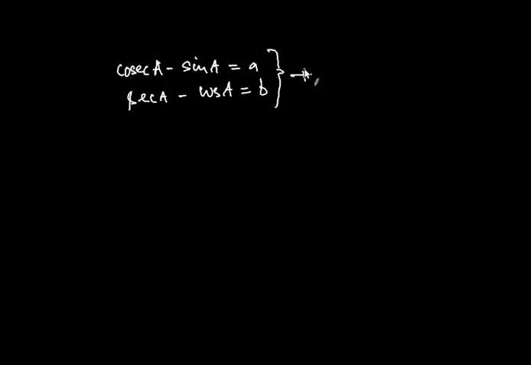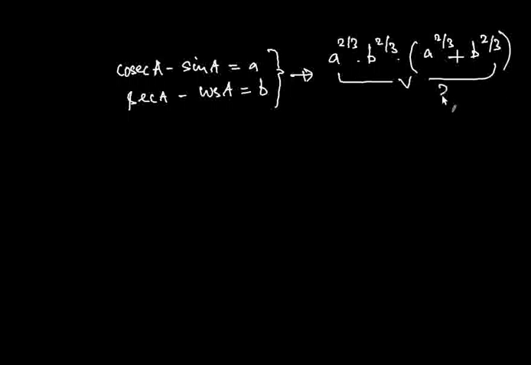Right, so this is another question on trigonometry, and in this question it said that if cosecant A minus sine A is equal to small a, and secant A minus cos A is equal to B, then what is the value of A raised to the power 2 by 3 multiplied by B raised to the power 2 by 3 into A raised to the power 2 by 3 plus B raised to the power 2 by 3, right? So this is the question. We have to find the value of this expression here.